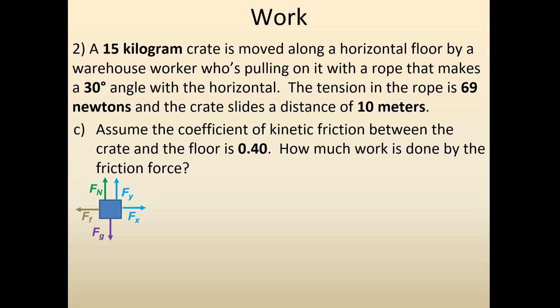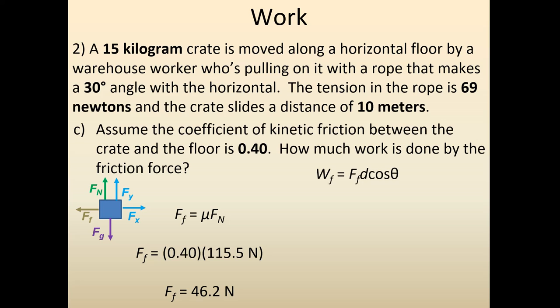All right. Now we want to know the work being done by the frictional force. So the equation is Ff equals mu Fn. I'm going to use the normal force, which again was 150 minus 34.5. So I get 115.5 times the coefficient of 0.4, and I get that the frictional force is 46.2 newtons. So when I go to find the work, I'm going to do the force of friction times the displacement times cosine theta.